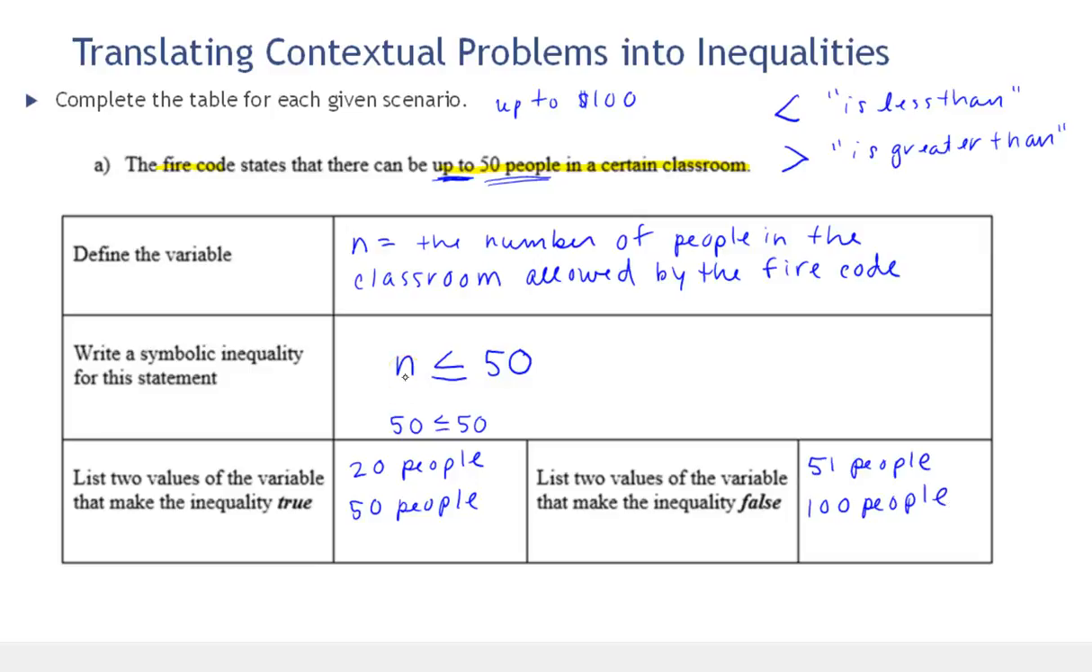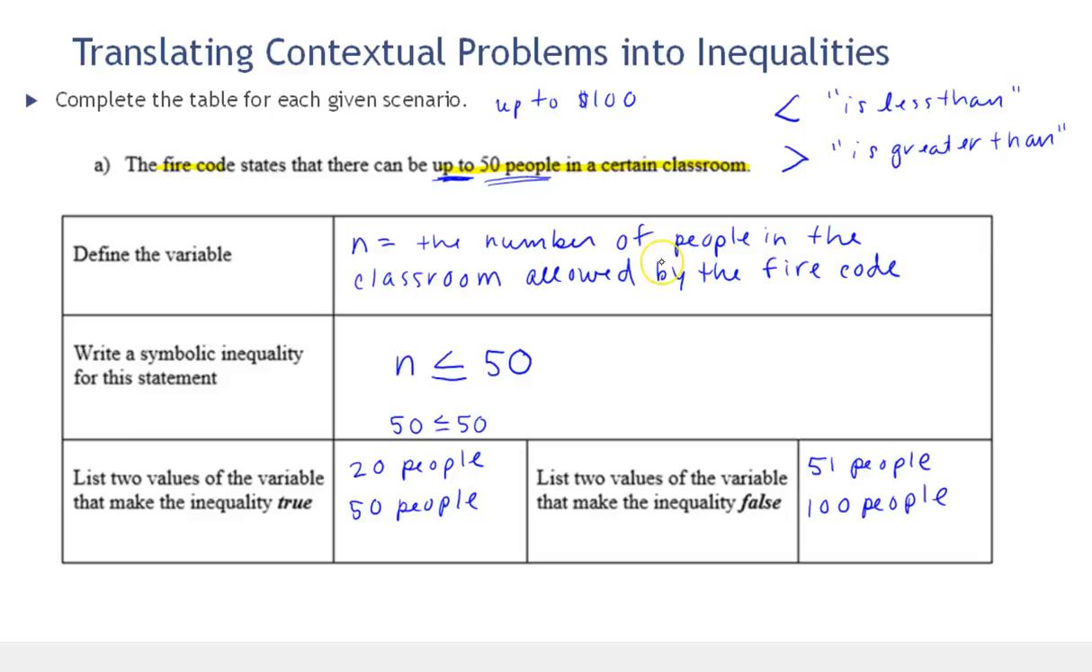Officially, this says a number less than or equal to 50. Now we know some values that are impossible for n. So for example, you can't have a negative number of people in the classroom. Okay? So the smallest n can be is 0. So when we work in contextual problems with inequalities later, we're going to be more specific about the values that we allow n to represent. Another fact about this situation, notice n couldn't be 2.7.